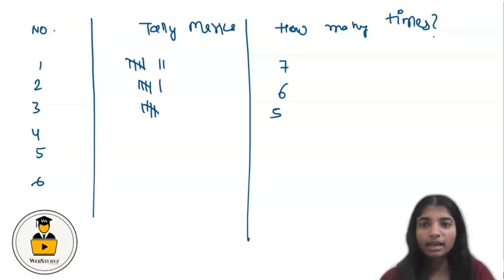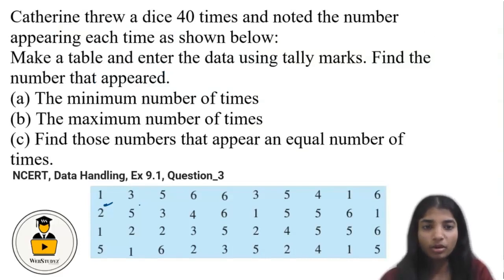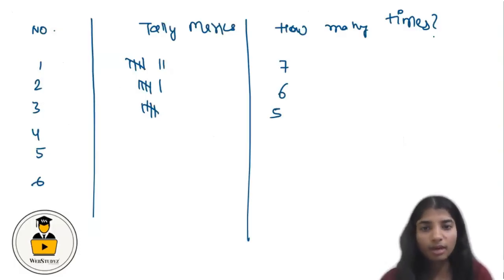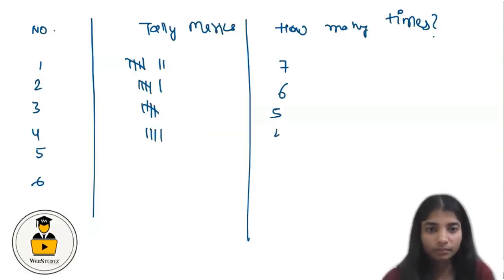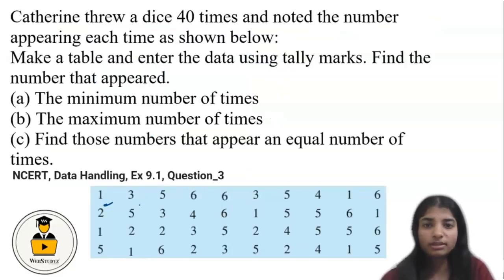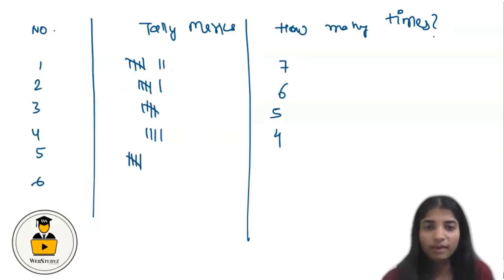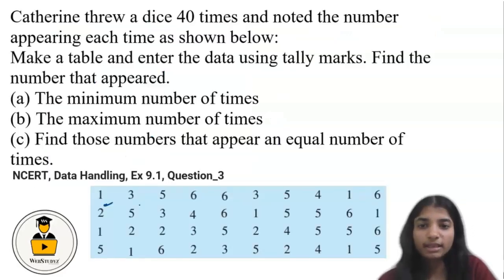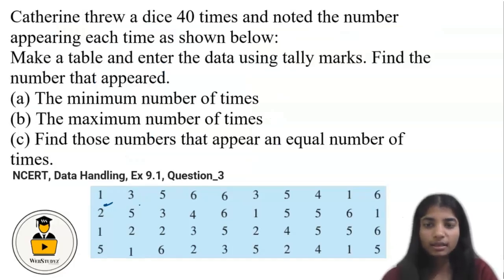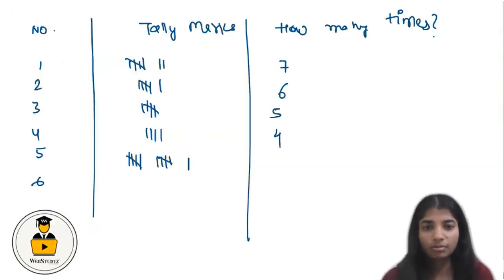Now for 4, again go to the table and notice how many times 4 appears here. We get to know that 4 appears 4 times. So 1, 2, 3, 4. Now for 5, when we notice this in the table, 5 appears 11 times. So from here it is 1, 2, 3, 4, 5, 6, 7, 8, 9, 10 and 11. Now 6 appears 7 times. The tally marks here are 1, 2, 3, 4, 5, 6 and 7. So 6 appears 7 times.